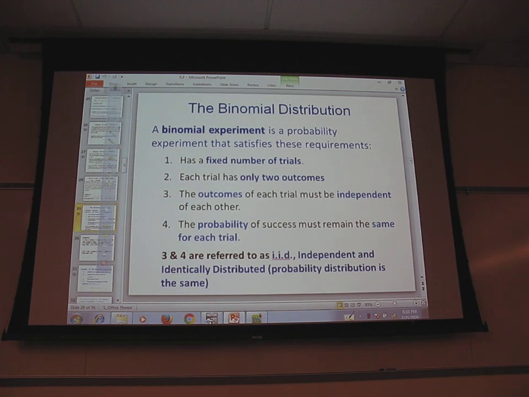I pick a marble, and it's either a white marble or it's not a white marble, right? So you can do it that way.